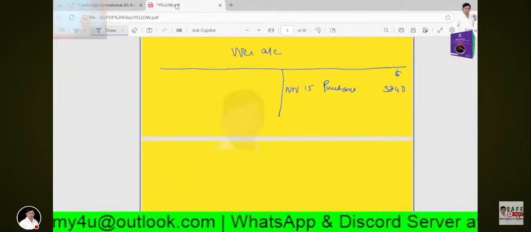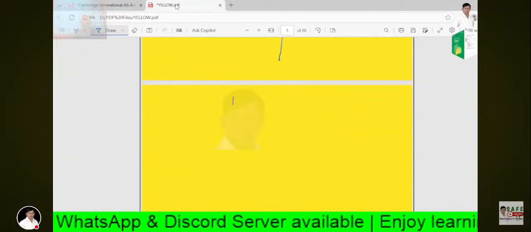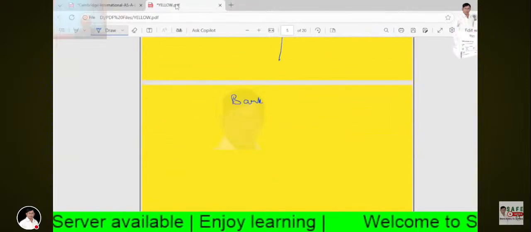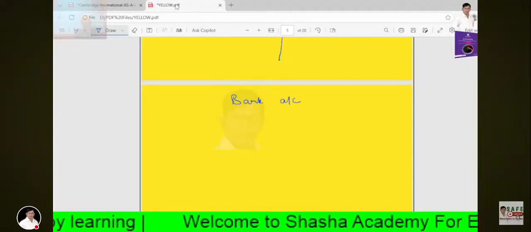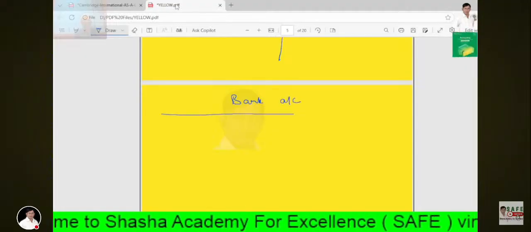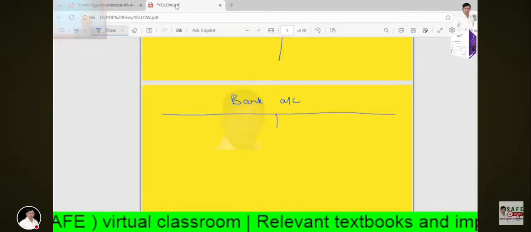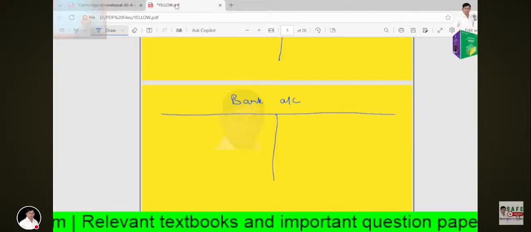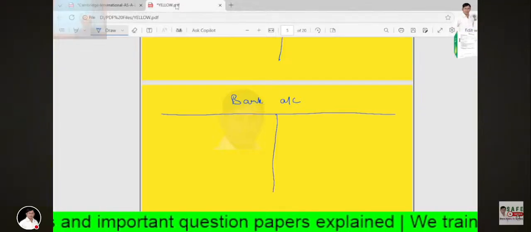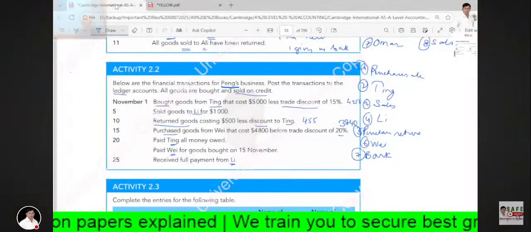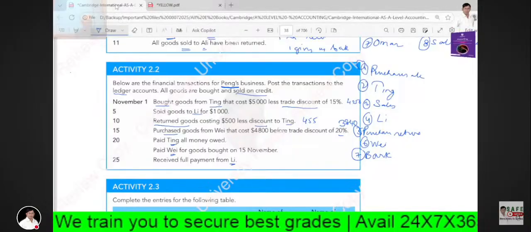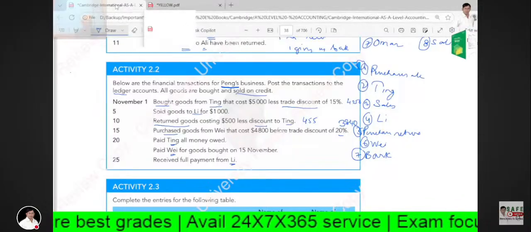So bank account. Assume that all entries are made in bank, or you can write cash account also. So we have to pay to Tinge and V.